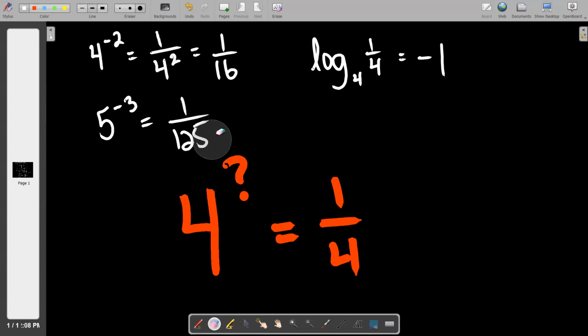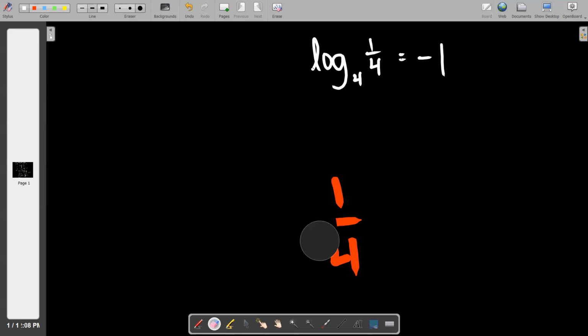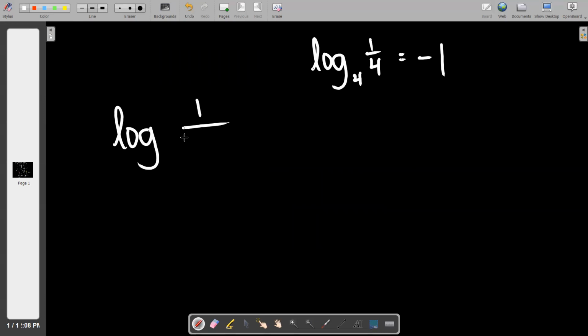I know it's going to be a negative answer because I'm forcing that logarithm base, the 4, into the basement. And the only way to make that happen is with a negative log or a negative power. How about this one?